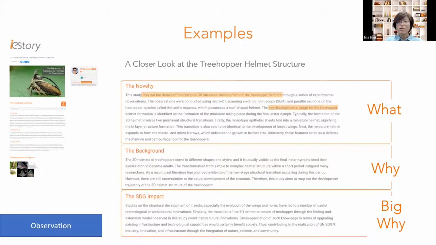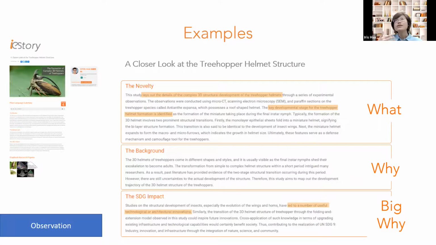So what are these observations trying to find out, right? It tries to find out the key development stage of the treehopper helmet formation, to identify the specific development stage of that specific insect, because the current observation might be lacking, right?